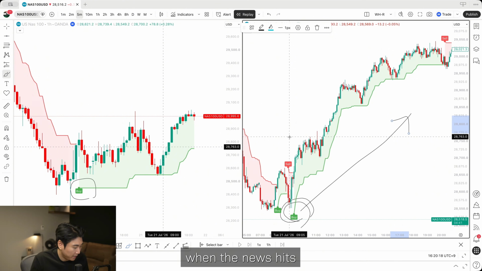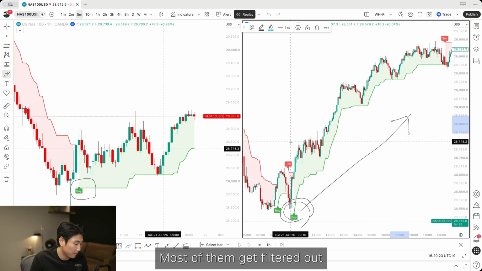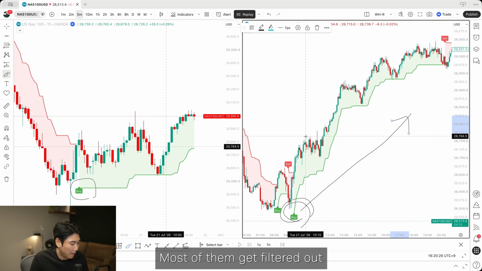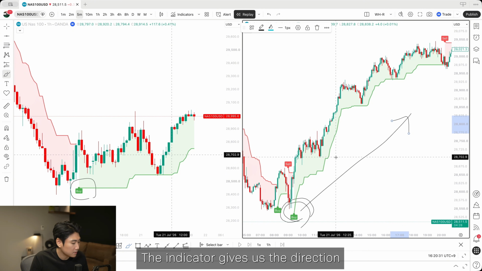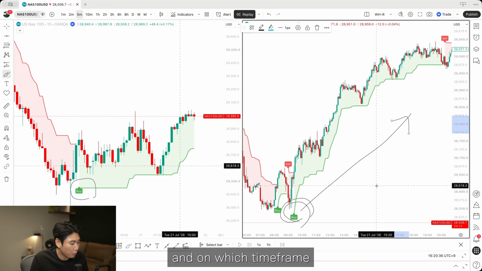Then pick your hours. When the news hits, we do not trade. Remember those big stop losses from earlier? Most of them get filtered out by this time filter alone. The indicator gives us the direction. We only decide when to trust it and on which time frame.